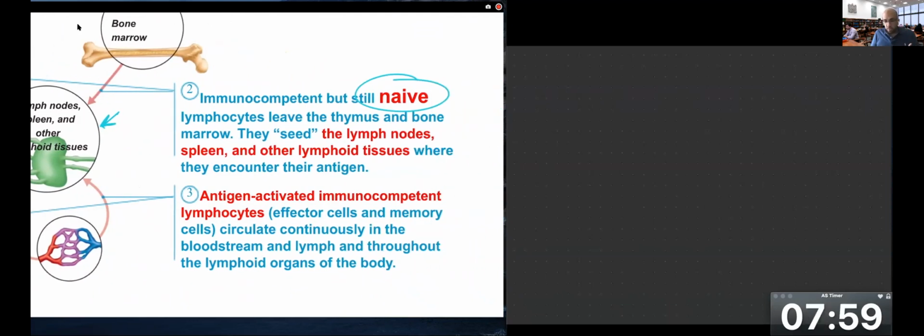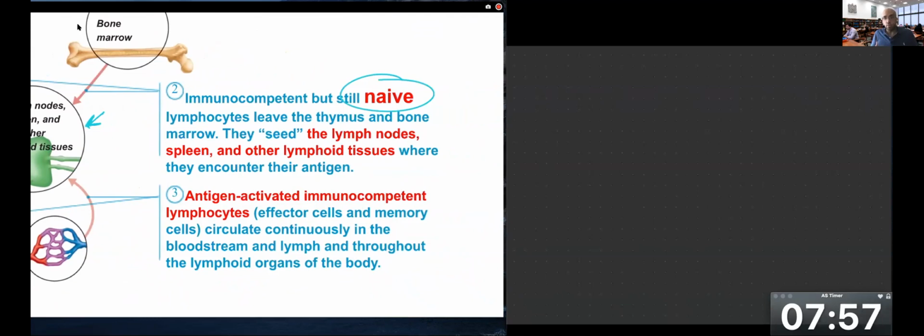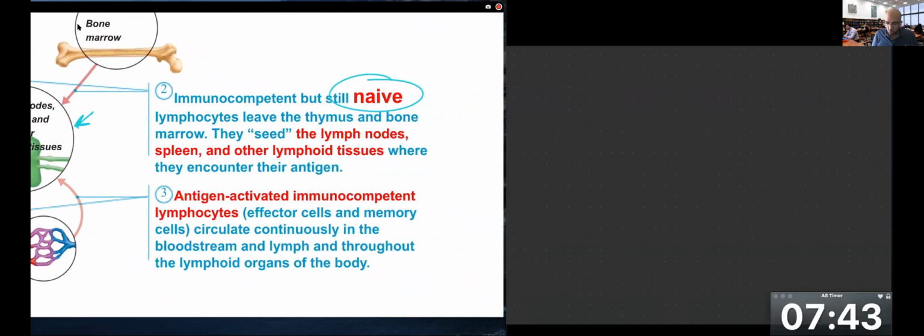Once you get the exposure to the specific antigens that you are supposed to recognize and you become activated, at this point, you got the experience and now you are activated, and those activated cells are the ones that will do the job.